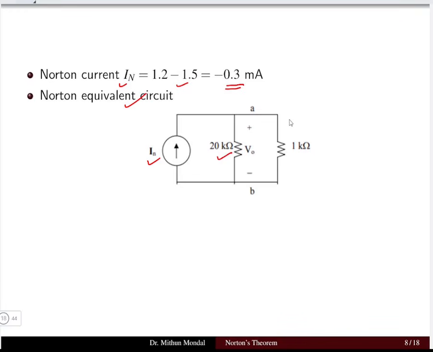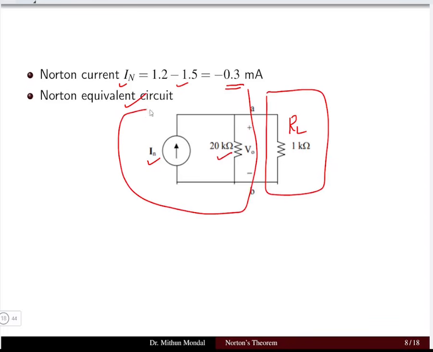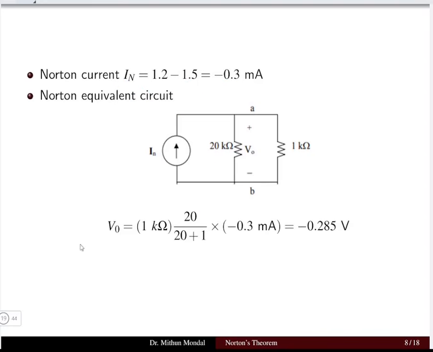Now the variable load resistance will be reconnected to the equivalent circuit obtained from Norton's theorem. So I Norton and R Norton we have obtained, and the value of RL that we removed, we will now reconnect, that is 1 kilo ohm. Now it will be easy to determine the potential across the 1 kilo ohm resistor, which is nothing but the voltage across this.